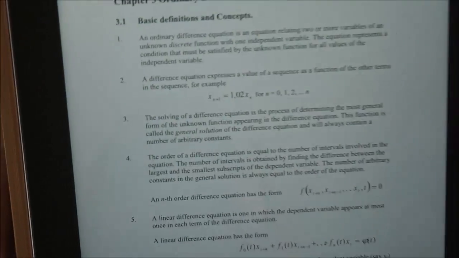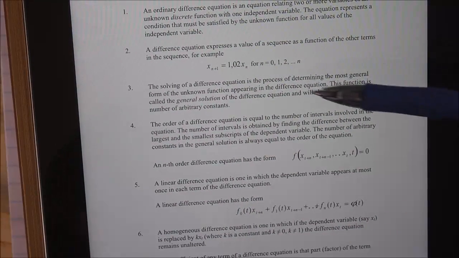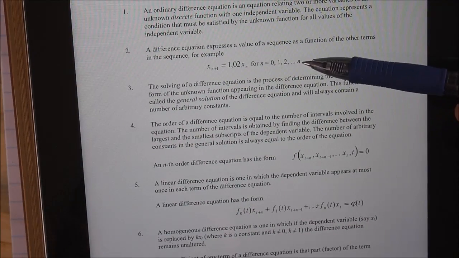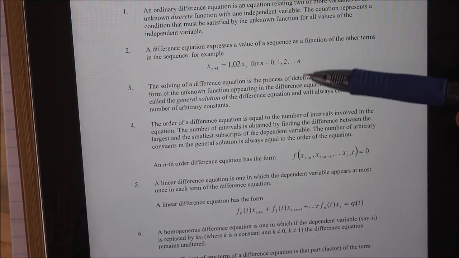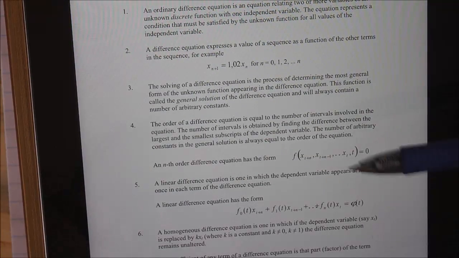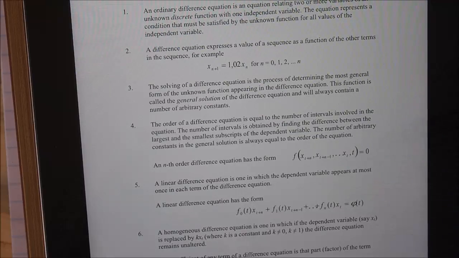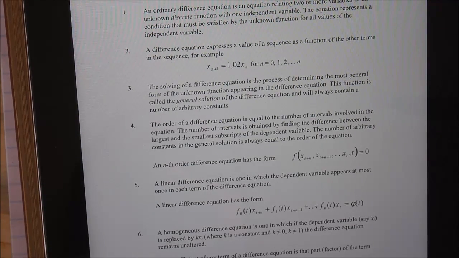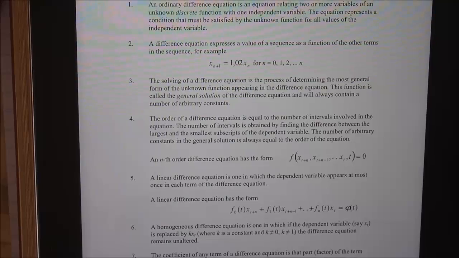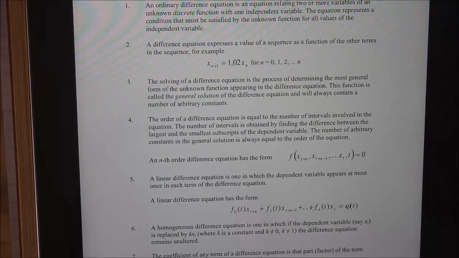So that's an illustration of what a difference equation looks like, okay? And we said n equals 0, 1, 2, all the way up to some other number, and that should be a different n. So solving of the difference equation is the process of determining the most general form of an unknown function appearing in the difference equation. This function is called the general solution of the difference equation and will always contain a number of arbitrary constants. Okay, so it's very much analogous to the differential equations that we've seen, and the processes are quite similar.